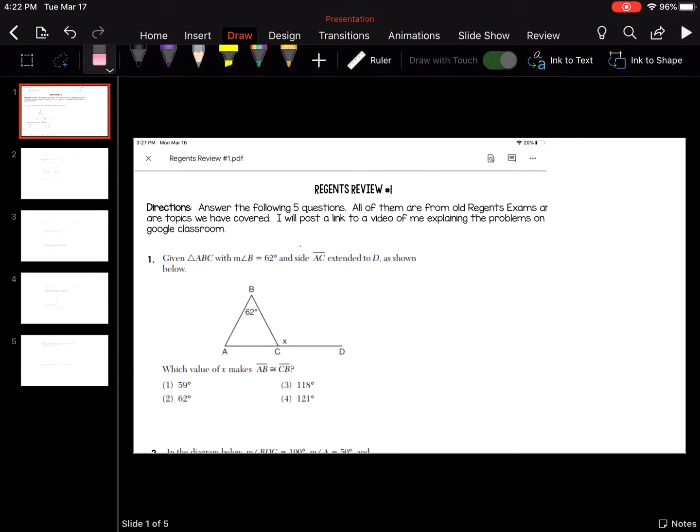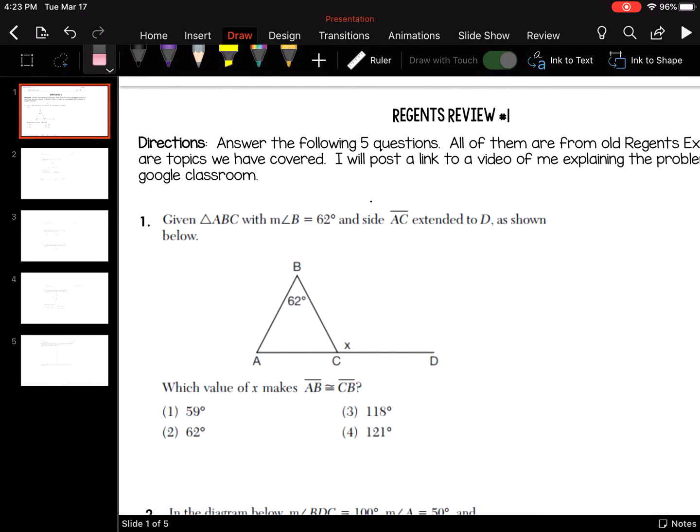Okay, so this is a recording of me doing the answers to Regents Review number 1. Alright, so in the first problem, we have a triangle, and it tells us that angle B is 62, which they already put in the problem. They ask us for the value of x that would make these two legs congruent.